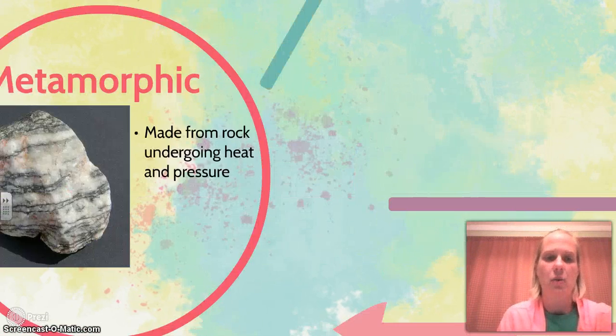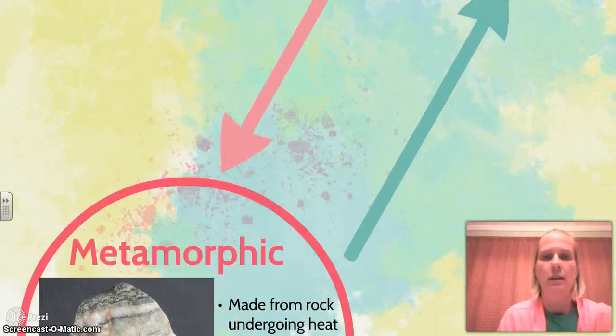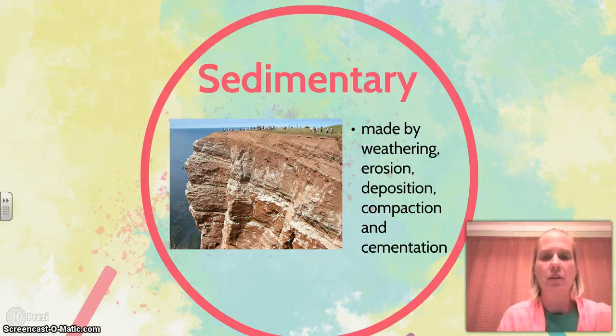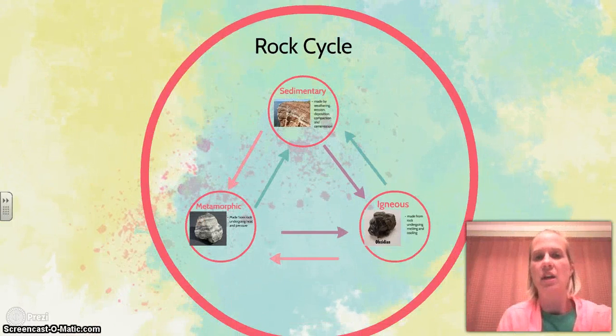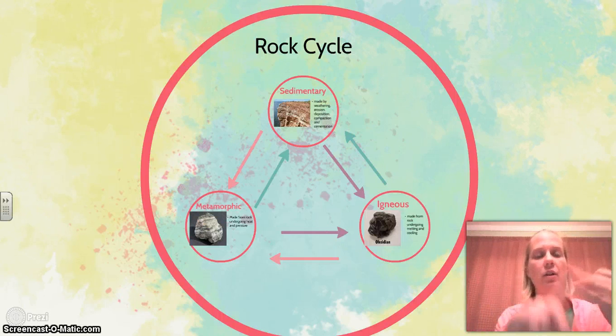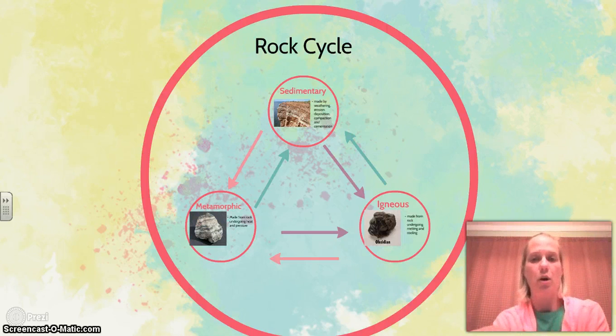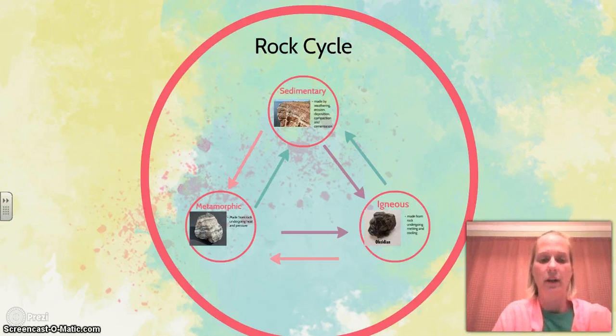So let's think back. I'm going to take us back. Zooming in too much. Sedimentary. We've got the pink arrows. I'm sorry, not the pink arrows, the green arrows, I apologize. To go to sedimentary, we have to weather, erode, deposit, compact, cement. To go to metamorphic, which is the pink, it has to undergo heat and pressure. To get the igneous, it's the purple, and that's melting and cooling.